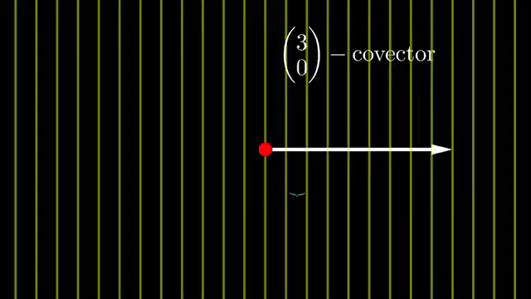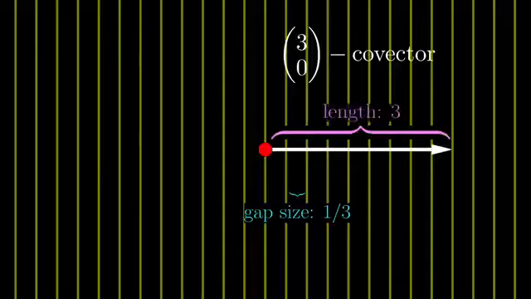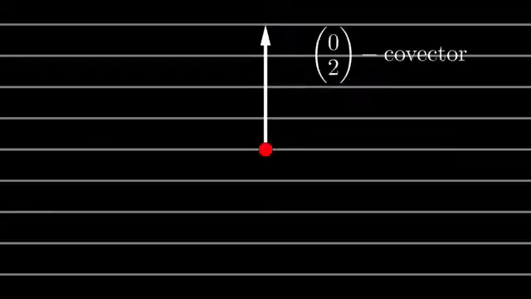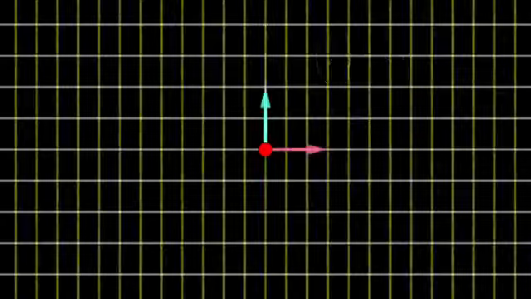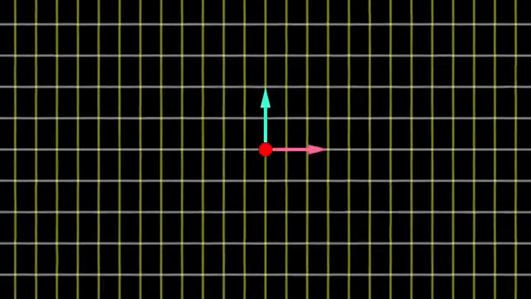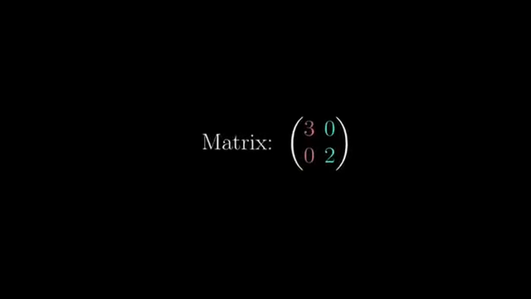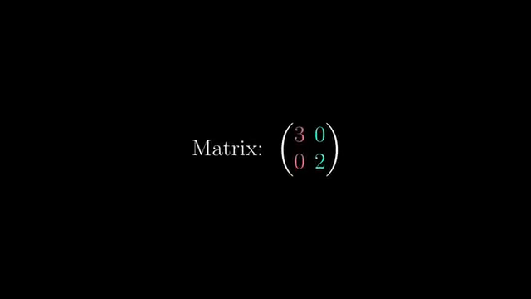Because the gap size has now reduced to 1/3 the original size, the length of the corresponding vector is actually 3. Exactly the same story for the other covector, except the gap size is just halved, so the length of the corresponding vector is 2. So we end up with a 0, 2 covector. This is why this transformation is still represented by the same matrix, because we view those grid lines as covectors. And indeed, if you do the swapping rows and columns thing, you still get the same matrix.